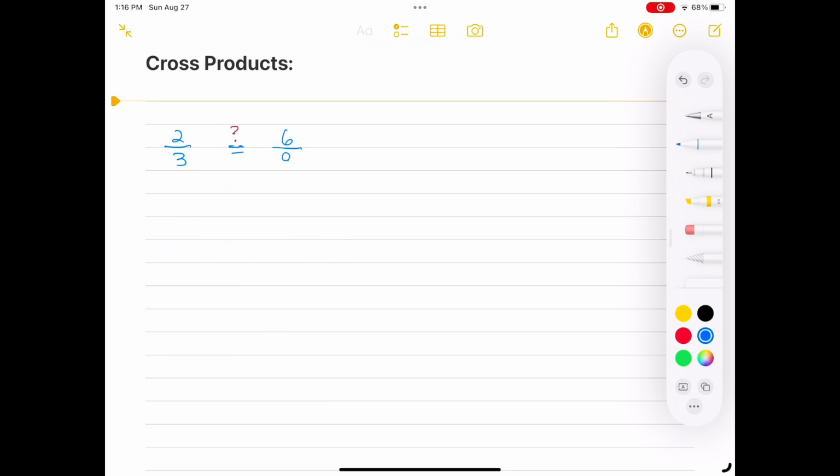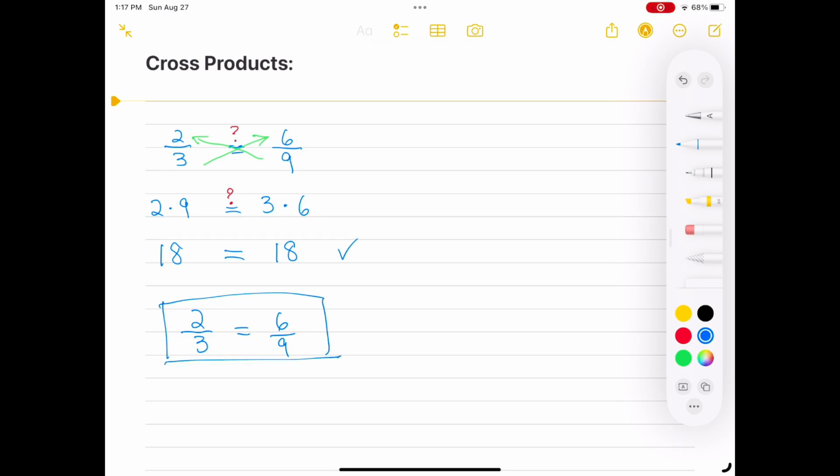Does 2/3 equal 6/9? We take the cross products. Does 3 times 6 equal 2 times 9? 2 times 9 equals 18. 3 times 6 also equals 18. Therefore, 2/3 is equivalent to 6/9.